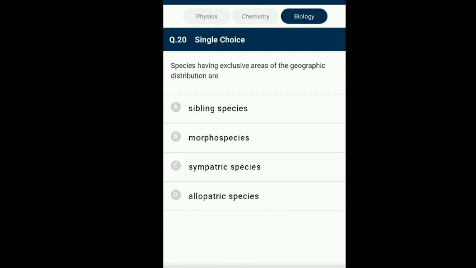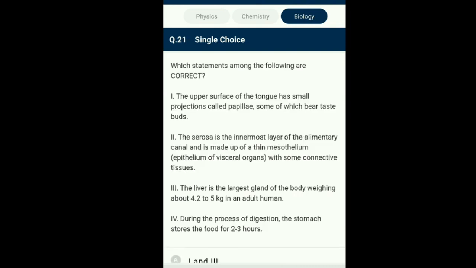For example, Drosophila pseudoobscura and Drosophila persimilis are sibling species that do not interbreed. Morphospecies means classifying groups of organisms based on their morphological features. So the answer for this question is option D, allopatric species.